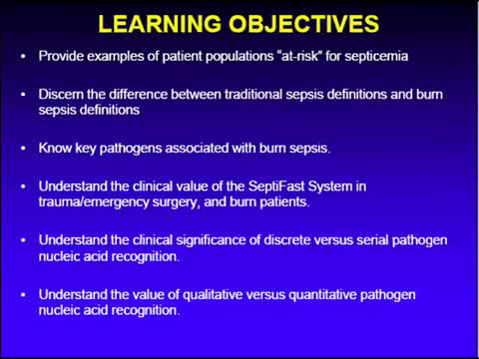The learning objectives of this presentation will include providing examples of at-risk patient populations for septicemia, discerning the difference between traditional sepsis definitions and burn sepsis, how key pathogens are associated with burn sepsis, and understanding the clinical value of the Septifast system in trauma, emergency surgery, and burn surgery patients. We will also learn and understand the clinical significance of discrete versus serial pathogen nucleic acid recognition, as well as understand the value of qualitative versus quantitative pathogen nucleic acid recognition.